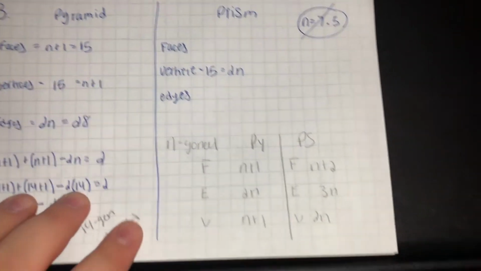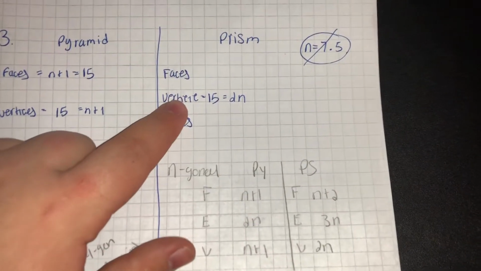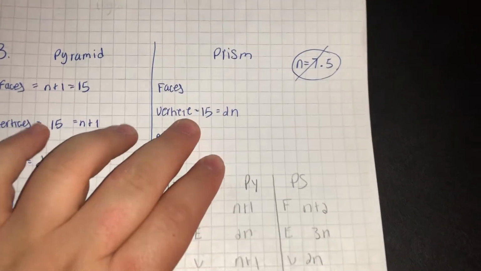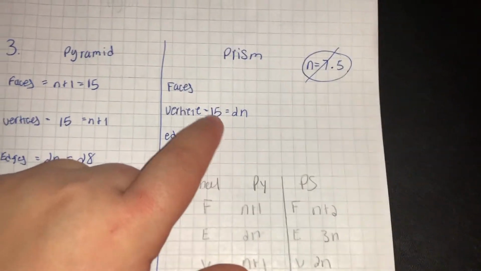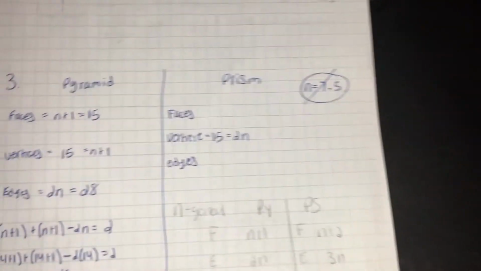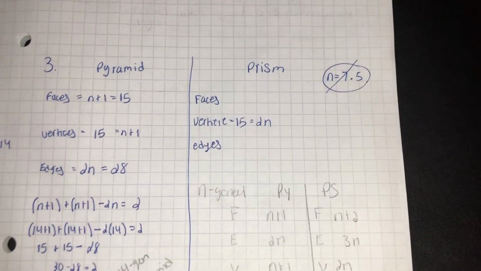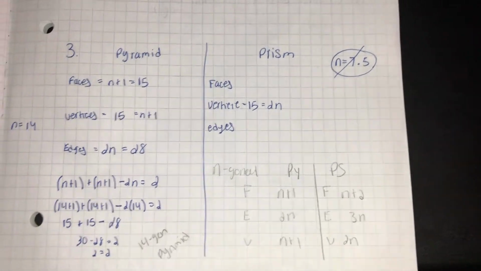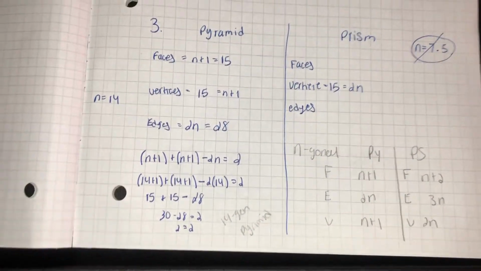So I did the same exact method. I used these to figure out how many sides it would have. So I did 15 equals 2n, and then I got n equals 7.5, but you can't have 7.5 sides, so I realized it would be a 14-gon pyramid.